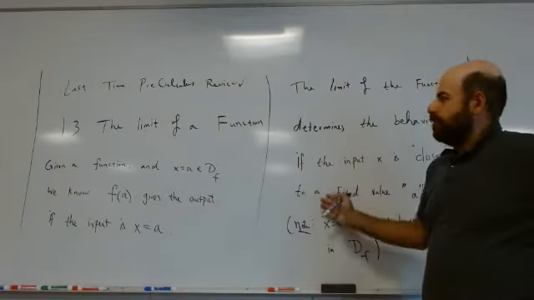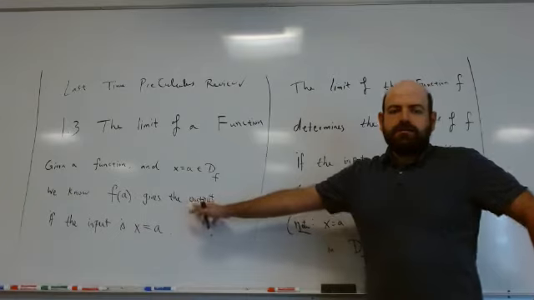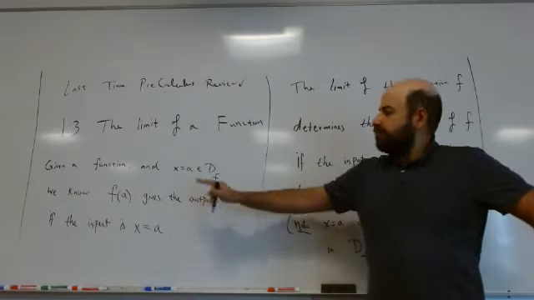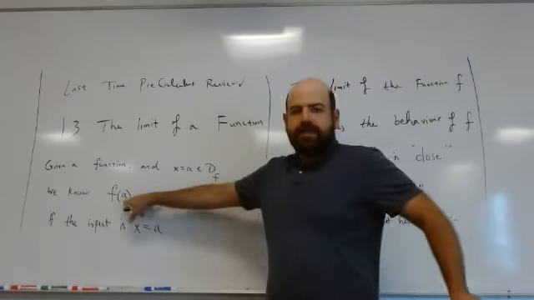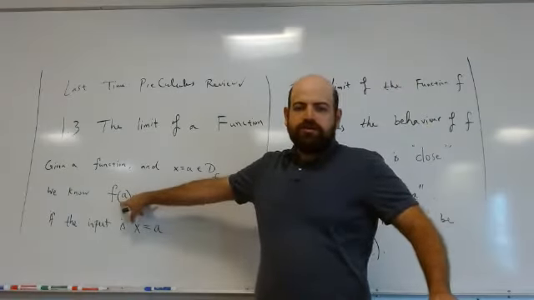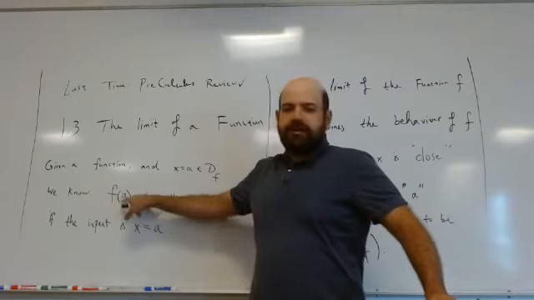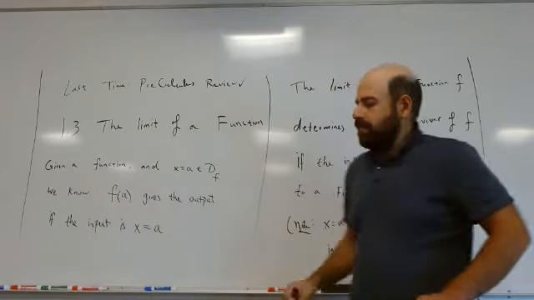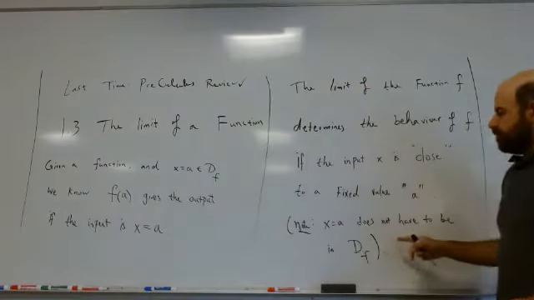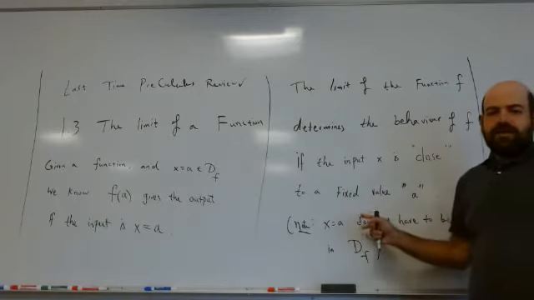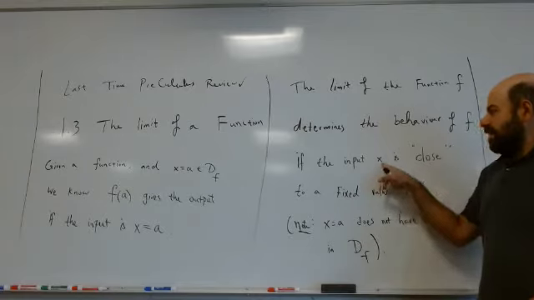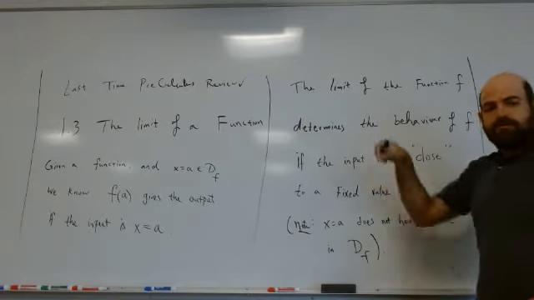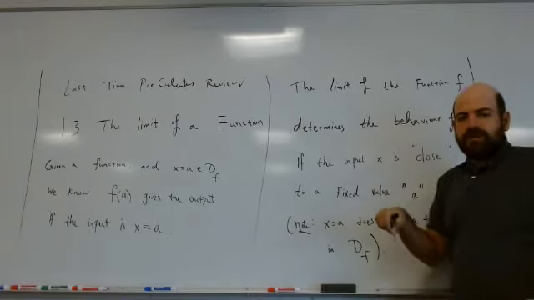Okay, so you can compare these two columns. In this one, when you want to find the behavior of a function at a point, first of all, this point a has to be in domain of your function, and then f of a gives you the output at the point. But here, we have a fixed value a, does not have to be in domain, and the x value is just close to a, and we want to know the behavior of f close to that point.